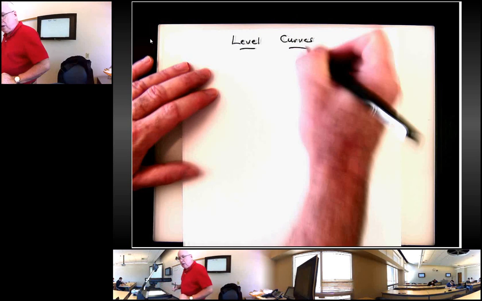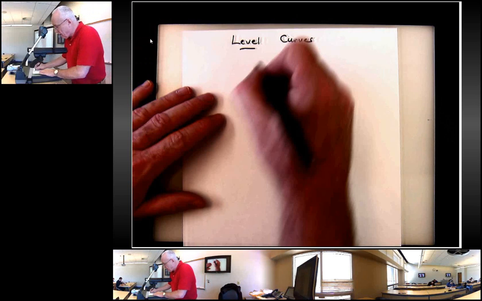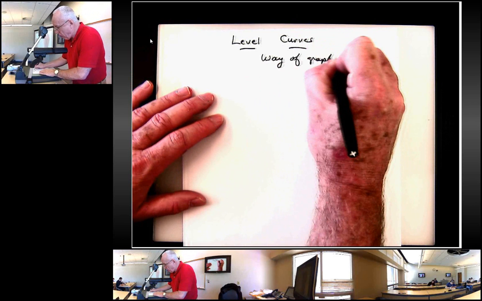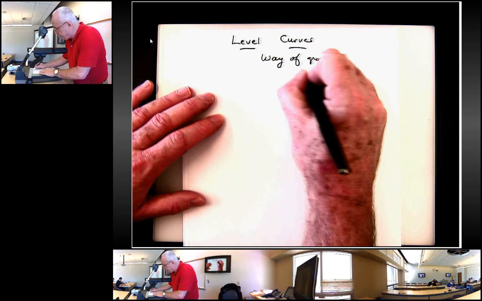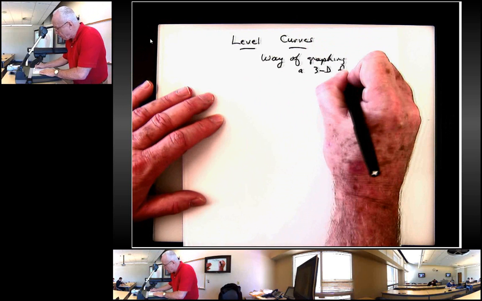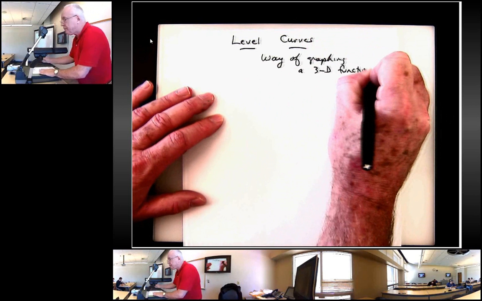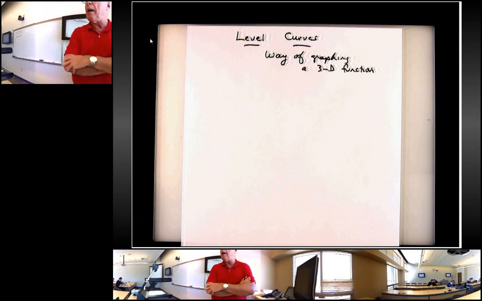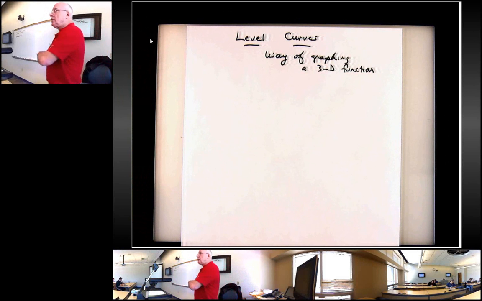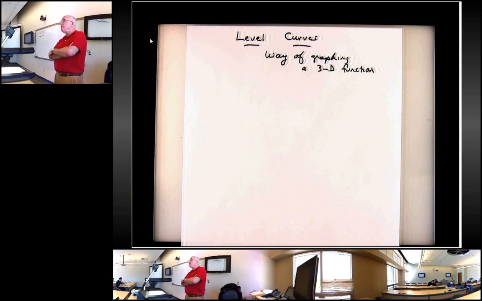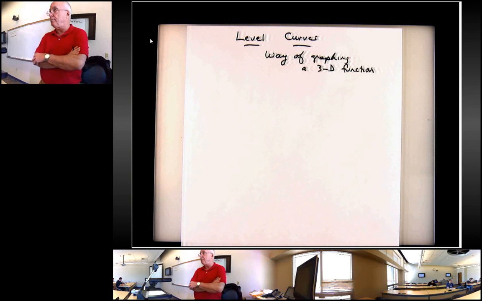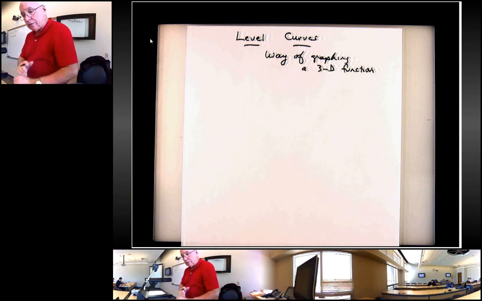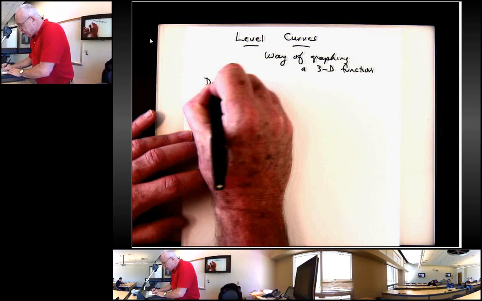All right. So this is a way of graphing a 3D function. And you've seen these all the time. You've seen these anytime you've looked at a topographic map. Anytime they do the weather, they show various lines for barometric pressure, those kinds of things. Those are all level curves. So let's just give a definition here of a level curve.